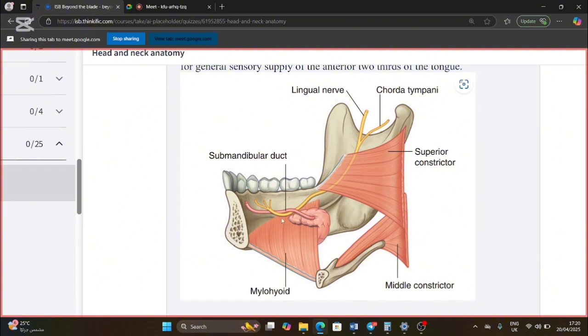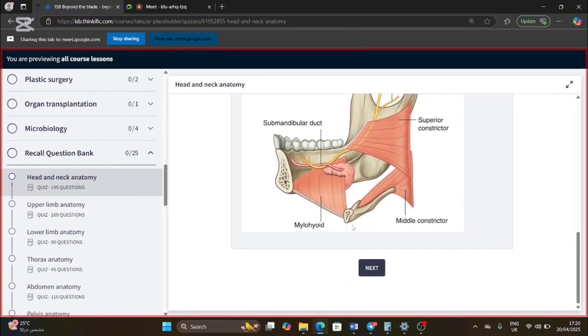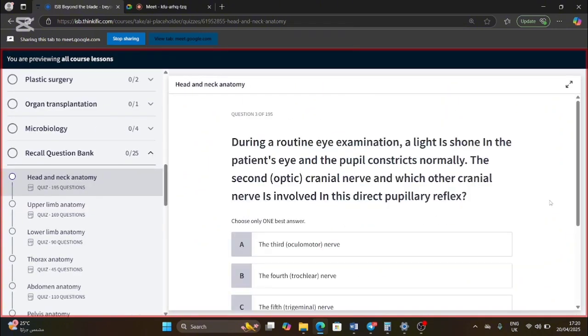The next location, do you see this is the submandibular gland? This is the duct for it. The nerve loops under the duct from lateral to medial direction. It loops under, so during mobilization of this duct, sometimes this nerve can be damaged. Okay, let's look at the next one.